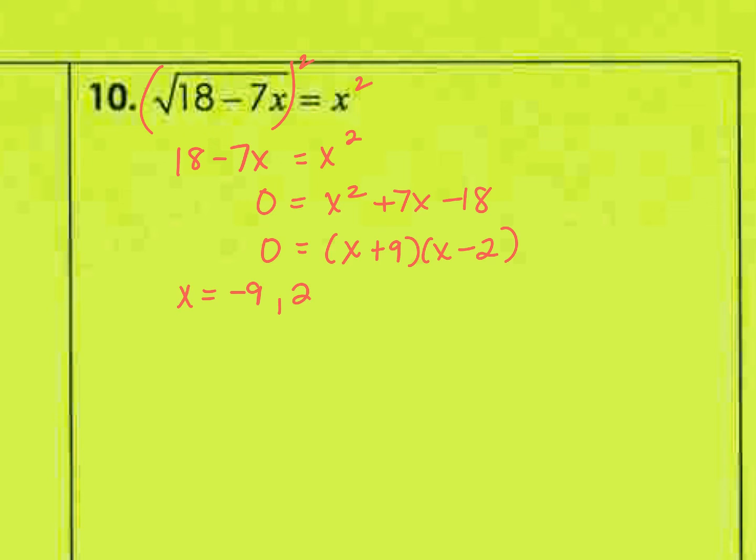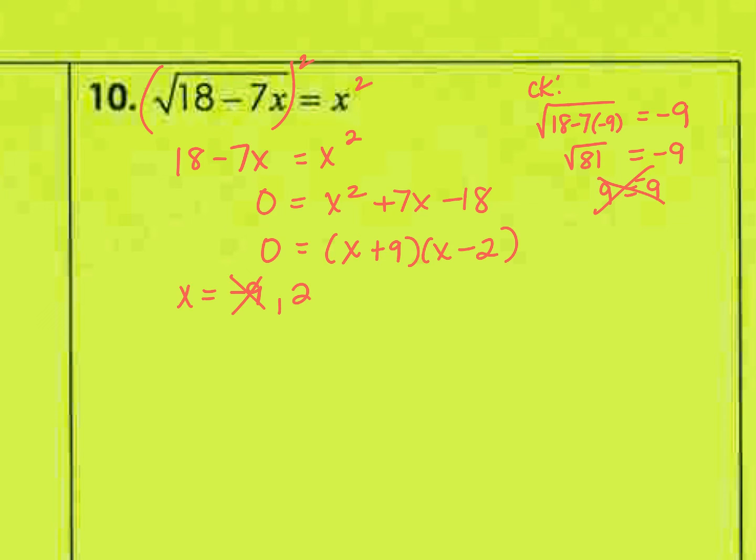Now these you have to check. Okay, wait. So we're going to check the first one. We're going to check negative 9. So 18 plus 63 is what? 81? So we got square root of 81 on one side and negative 9 on the other. Does this check? No. So that one gets thrown away.